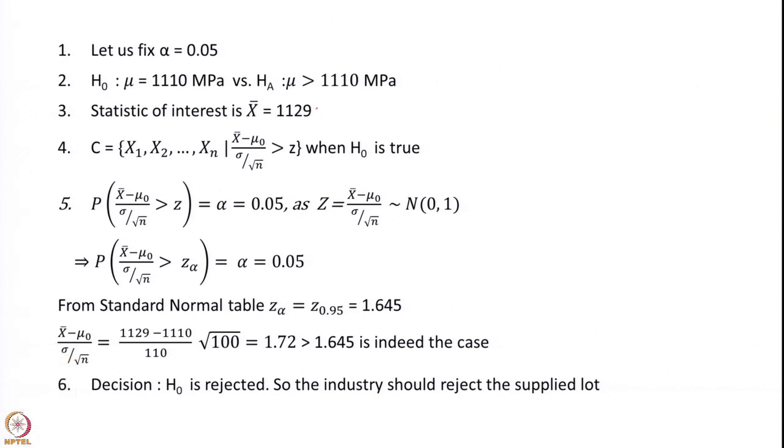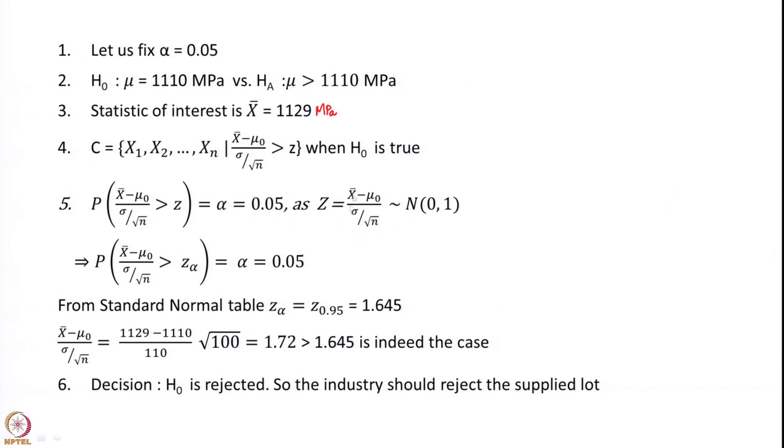Sorry for the mistakes in the slide. So, this is MPA. Accordingly we work out the procedure. The next step is to find the critical region, which has to be capital Z greater than small z if H naught is true, and then we would like it to be alpha.